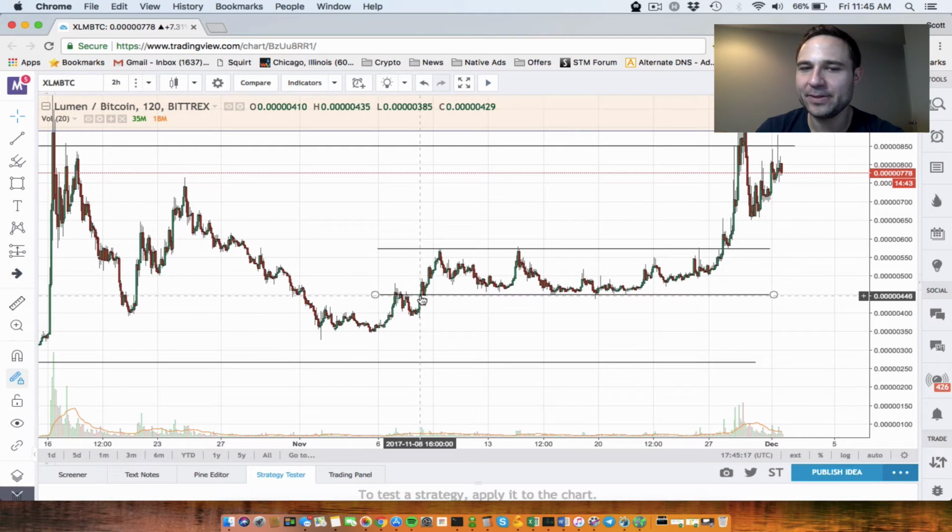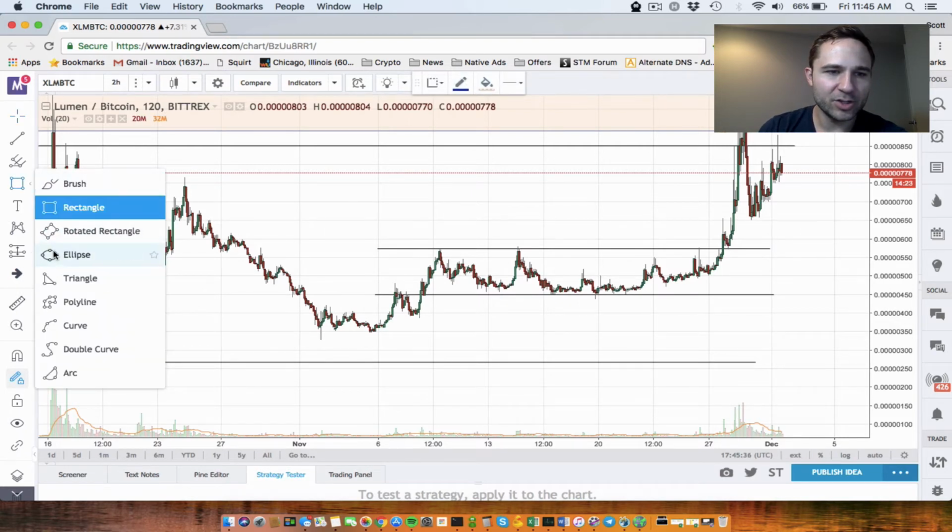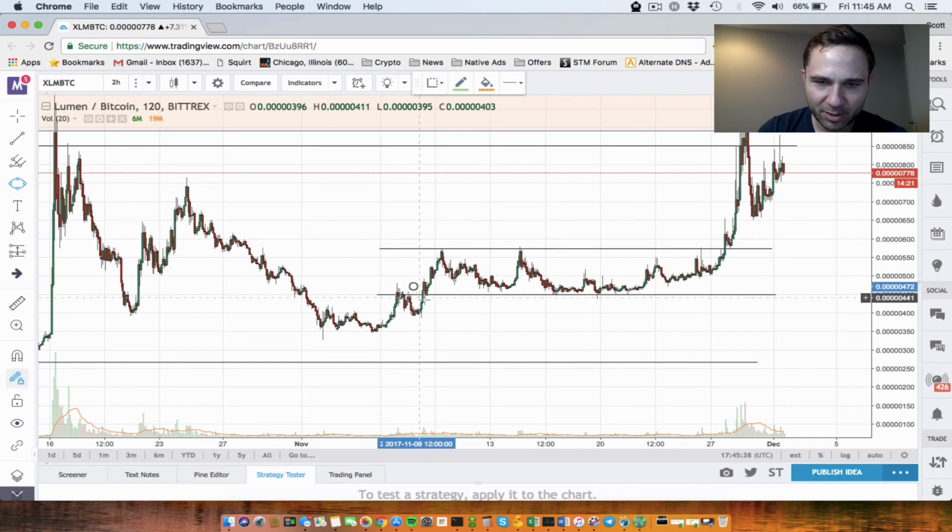And what tends to happen when a coin or stock gets through resistance is it tends to run. It tends to keep going up to find the next level of resistance. So right here, it broke. And this is where you would buy. This is an entry. Let me highlight this for you. So it breaks right here, and that's a buy.